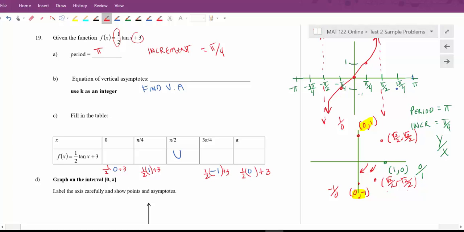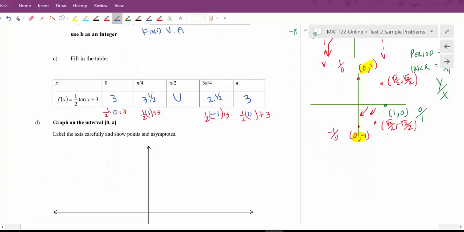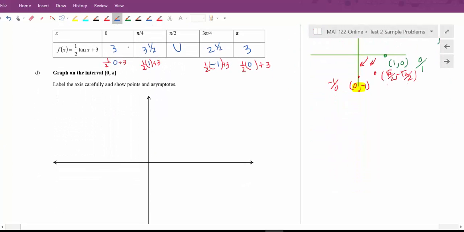All right, do what you can in your head. So this is 0 plus 3, or 3. This is 1/2 plus 3, so it's 3.5. The asymptote's not affected. This is negative 1/2 plus 3, so it's 2.5. That's 0 plus 3, so that's 3. Now we're ready to go through and do a graph. We're just going to go up to pi on this. So let's write pi over 4, pi over 2, 3 pi over 4, and pi. And we need to go up to at least 3.